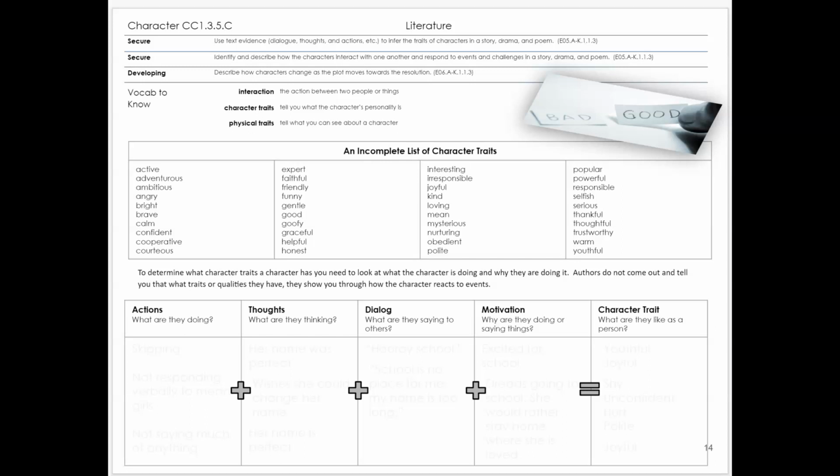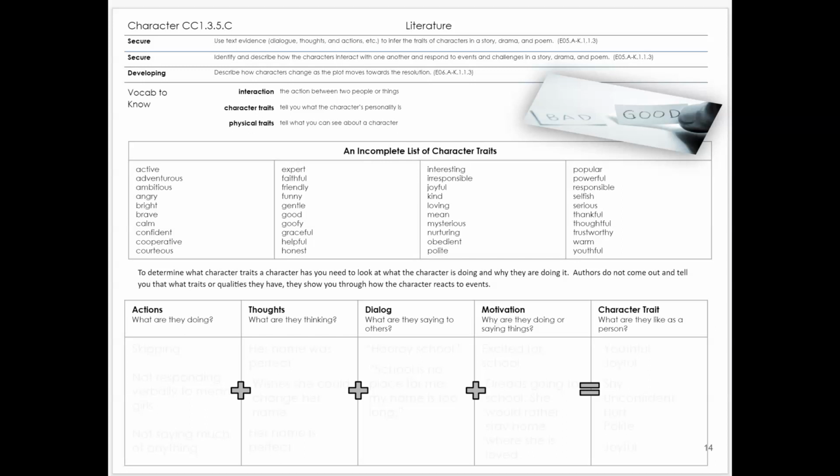We'll also look at being able to identify and describe how characters interact with one another and respond to events and challenges in a story, drama, or poem. Developing, we're going to look at how characters change as the plot moves towards the resolution. And this is true the more depth that the stories get into, especially when you're looking at novels compared to a short story. The characters won't stay the same for the entire story, but instead they can start off one way, and part of what the author's trying to share with you in the story is that character development and how they can grow and learn.